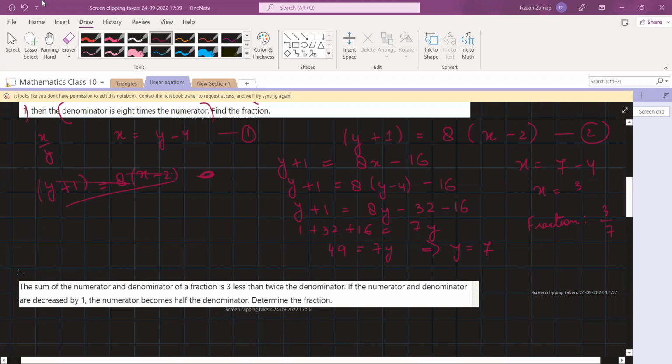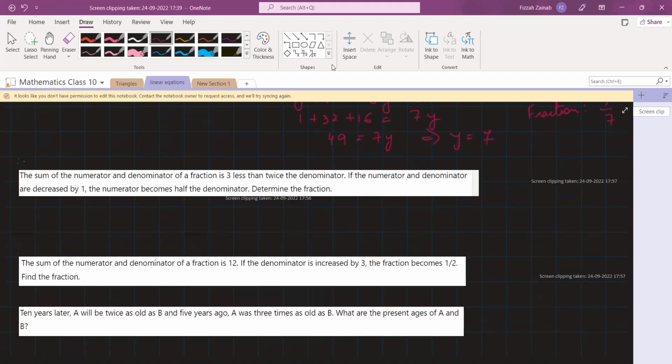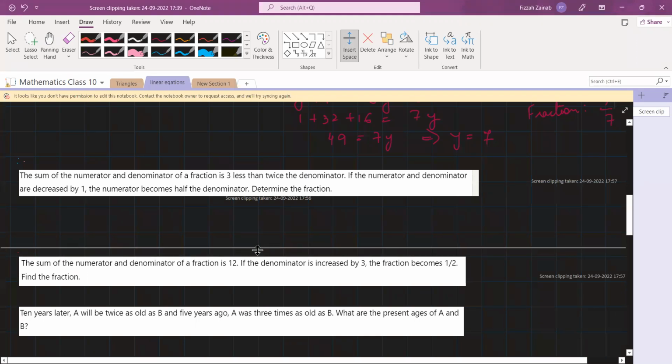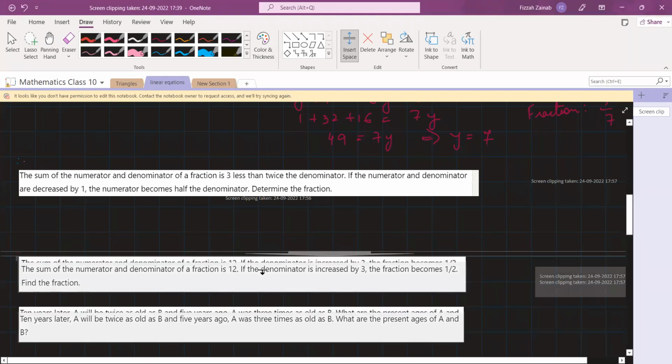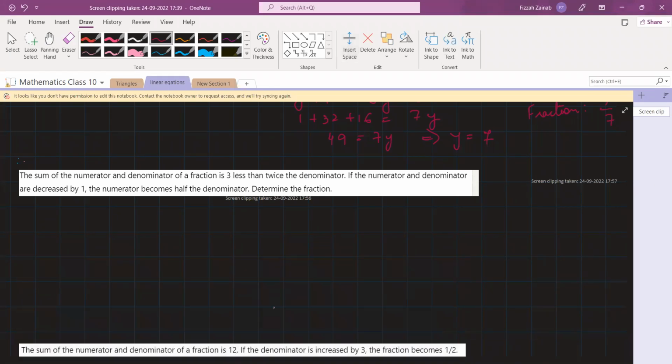Yes, Harsha, any progress? Ma'am, I can't figure out the second equation. Okay, let's do it together. See, such questions will be there in the exam. That is why I'm saying that practicing from some extra book is important apart from NCERT.